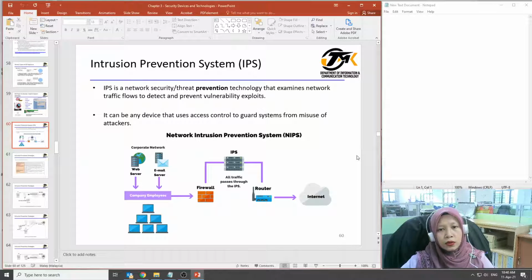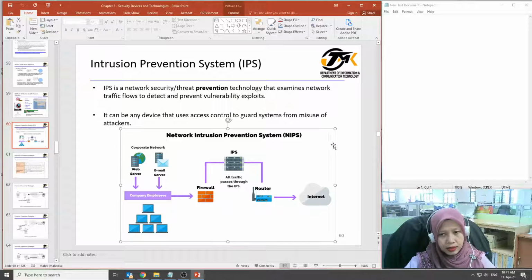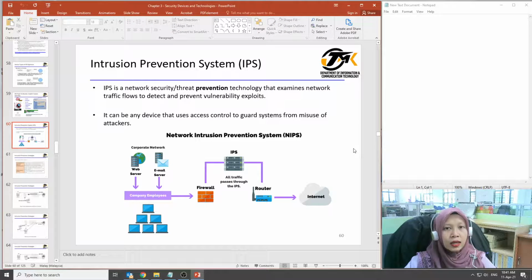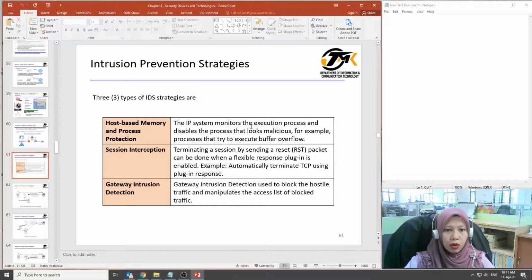Some IDS have a prevention system, intrusion detection and prevention. But some IDS don't have prevention. So if you want to prevent the attack, the IT personnel need to come over and handle it. For the company that has prevention, what is the use of a prevention system? It is to prevent vulnerability exploits that are detected by the detection system. Not only does it detect, it can prevent and block. It's usually the block.